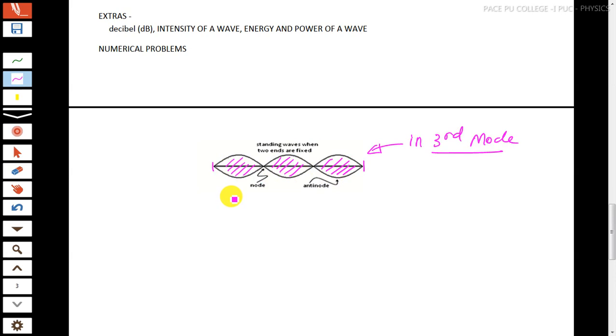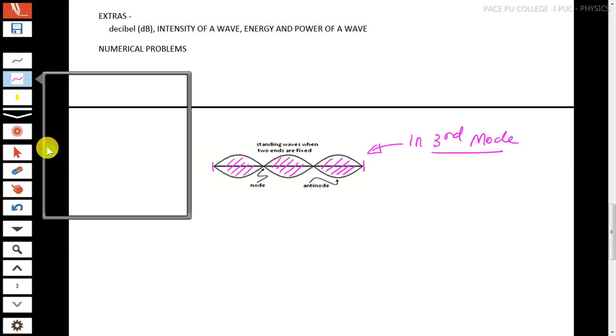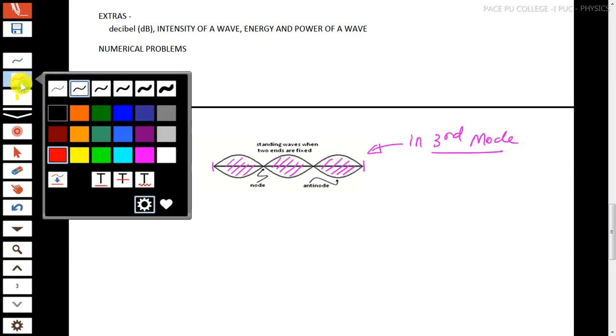In the second mode, I should get only two loops. And in the first mode, I should get only one loop. That is called the fundamental mode. Let us describe what actually the fundamental mode is.